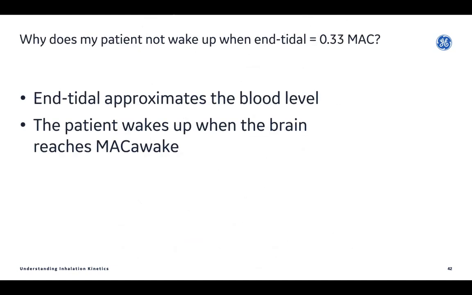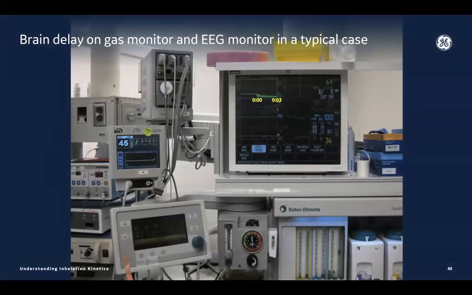Now, patients don't wake up when the end tidal crosses MAC awake. I'm sure those of you who are astute clinicians have seen that over and over again. You think the patient's going to be awake because you're at 1/3 of MAC, but it really isn't that at all. The patient wakes up not when the end tidal reaches MAC awake, but rather when the brain reaches MAC awake. If we look at that in an operating room, here we turned off the agent at this point, and approximately 3 minutes later, that's when the BIS, or whatever other monitor we might have been using, starts to rise. And very shortly thereafter, the patient opens his or her eyes and responds to command.